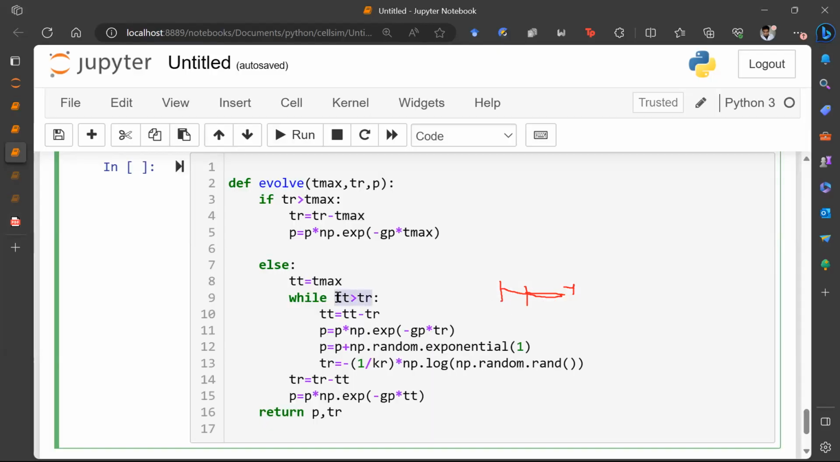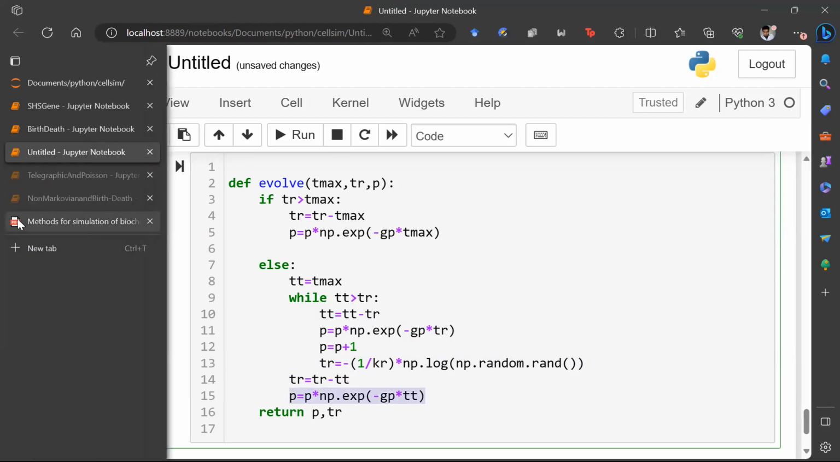So while this TT is greater than TR, I perform the dilution, and when the reaction occurs, I increase my bars. Let's start with a bars of 1, and I calculate the next time to reaction using the GLSP formula. And then I let the system pass and perform the dilution.